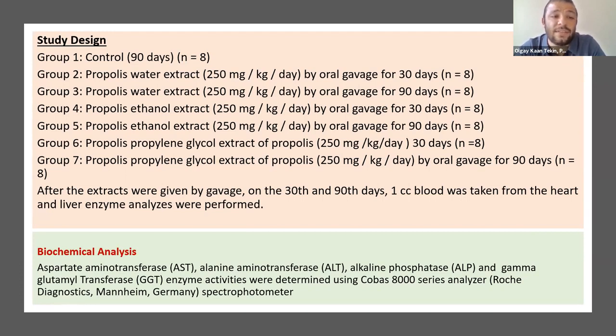After the extracts were given by gavage, on the 30th and 90th days, 1 cc blood was taken from the heart and liver enzyme analysis was performed. Biochemical analysis: AST, ALT, ALP, and GGT enzyme activities were determined using COBAS 8000 series analyzers spectrophotometer.